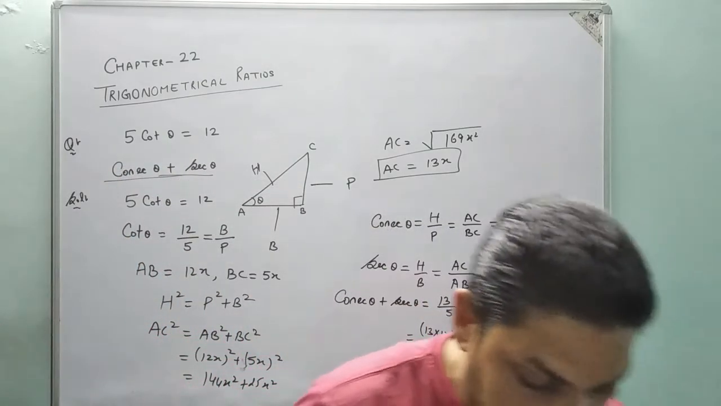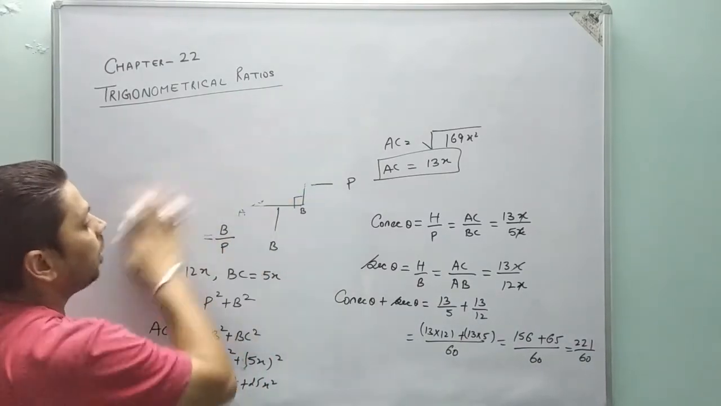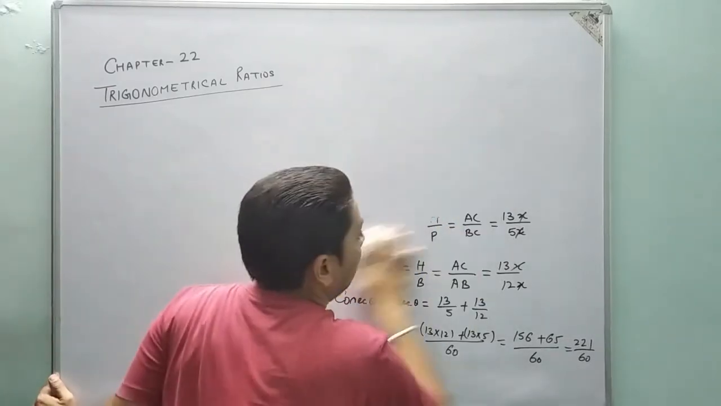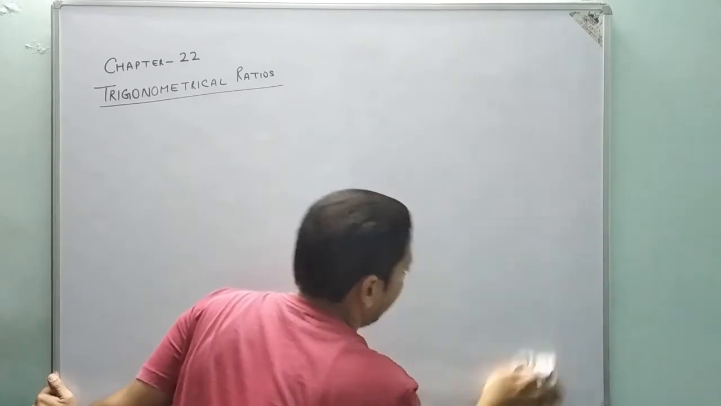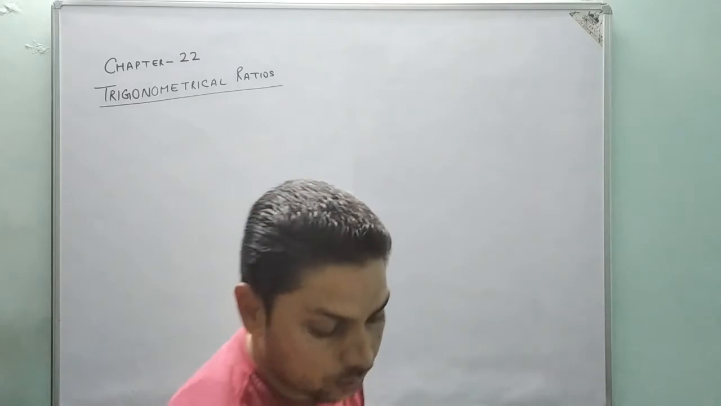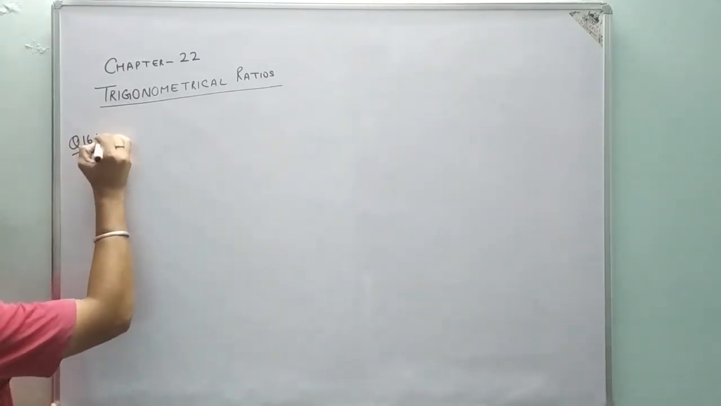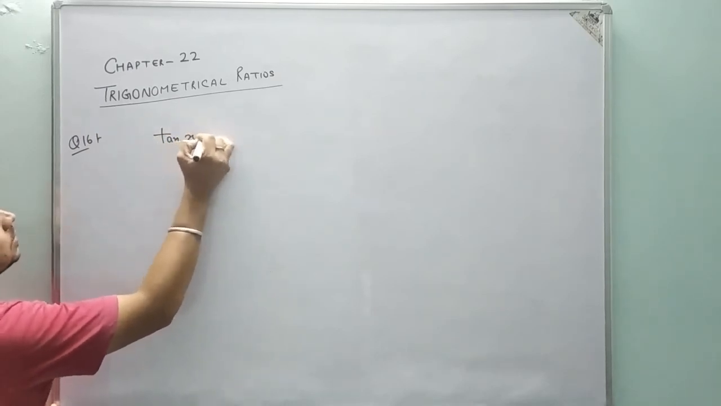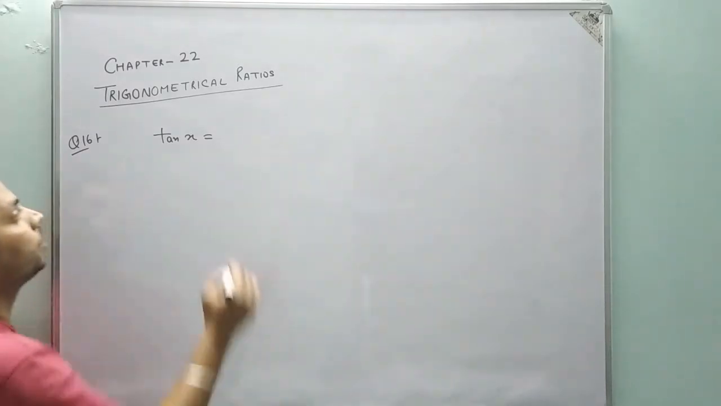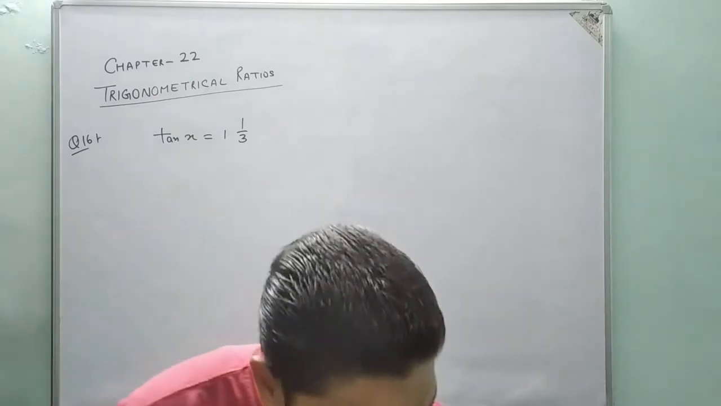Then question number 16. Proceeding towards question number 16. All the questions are of the same type. You just have to find the missing term and missing sides of the right angle triangle. We have given question number 16 as tan of x is equal to 1 upon 3. Mixed fraction is given, and what we have to find?